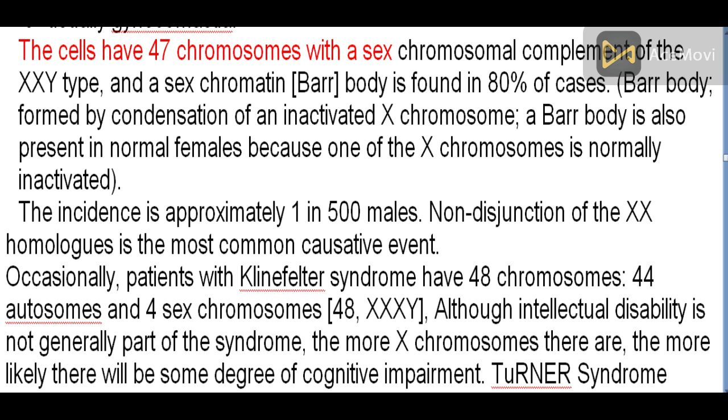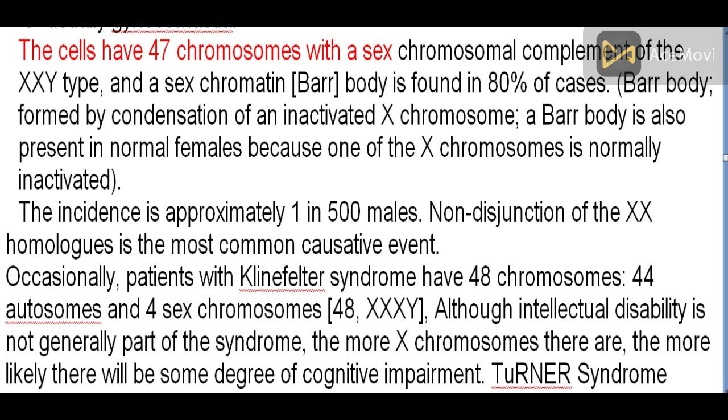A bar body is also present in normal females because one of the X chromosomes is normally inactivated. The incidence is approximately 1 in 500 males. Non-disjunction of the XX homologues is the most common causative event. Occasionally, patients with Klinefelter syndrome have 48 chromosomes, 44 autosomes and 4 sex chromosomes, 48, XXXY.